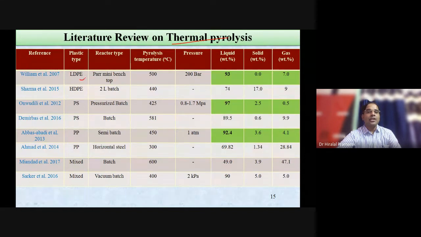So all these, you can see polyethylene, polystyrene, and polypropylene, where 93% is liquid yield, 97 and 92.4. But the problem is it's non-selective and a wide range of products is there. So that's why it's not suitable. If the liquid product is analyzed, you can see that various types of impurities are there in terms of aromatic hydrocarbon, which might create problems in the engine or carbon deposition, right?